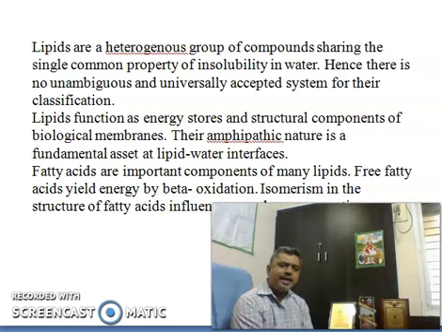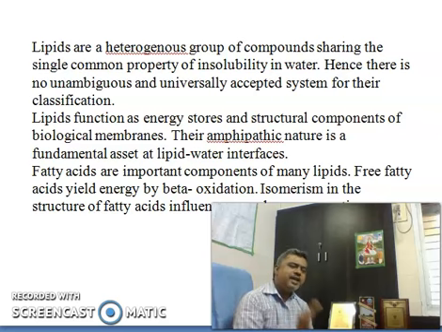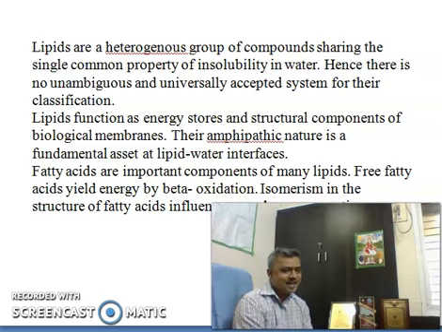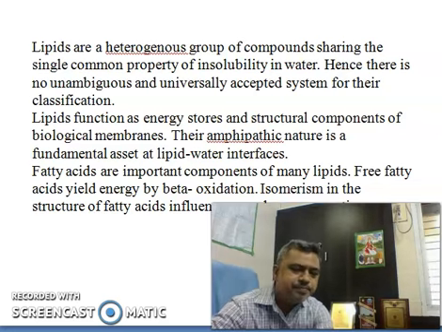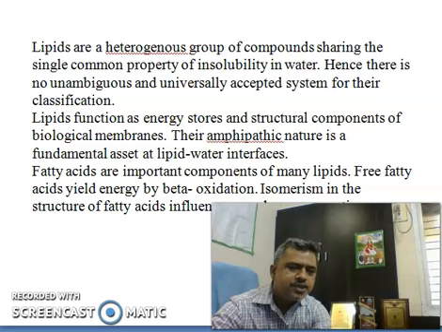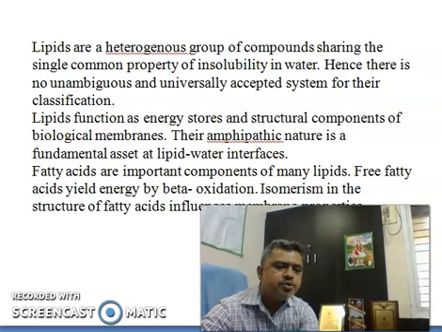Now you are in lipid. The component of lipid is what? Fatty acid. Yes. So fatty acids are an important component of many lipids, and these fatty acids yield energy by which pathways? Yes, beta oxidation. Does the structure of fatty acid influence the membrane?